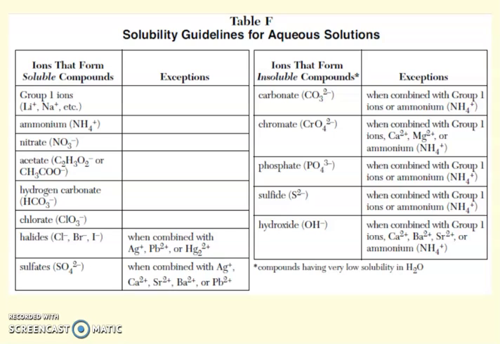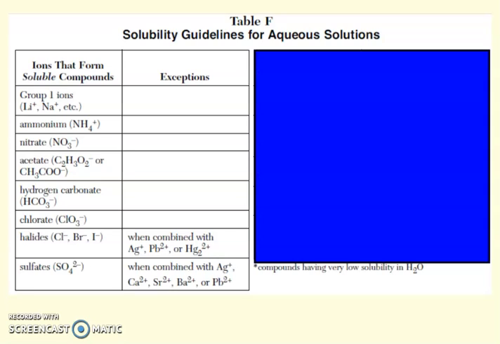So this is just a quick mini lesson on New York State Reference Table F. Reference Table F is all about determining whether or not ionic compounds are soluble in aqueous or water solutions. There are two parts to this table. One shows the ions that form soluble compounds, and one shows ions that form insoluble compounds.